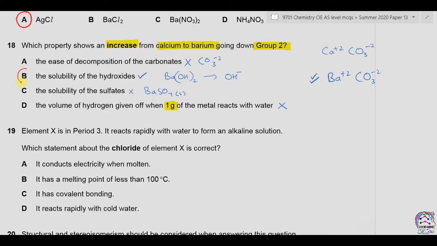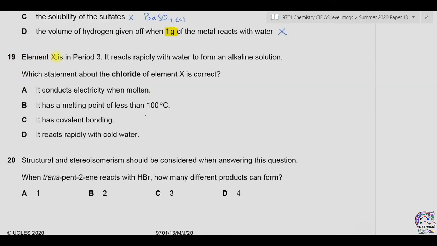Correct option is B. Question 19. Element X is in period 3. It reacts rapidly with water to form an alkaline solution. Which statement about the chloride of element X is correct? Now in period 3, elements like sodium, magnesium, aluminum, silicon are present, and it says it reacts rapidly with water to form an alkaline solution. Sodium reacts with water to form sodium hydroxide, magnesium forms magnesium hydroxide, aluminum metal does not react with water, similarly silicon also does not react with water. So it could be sodium or magnesium.